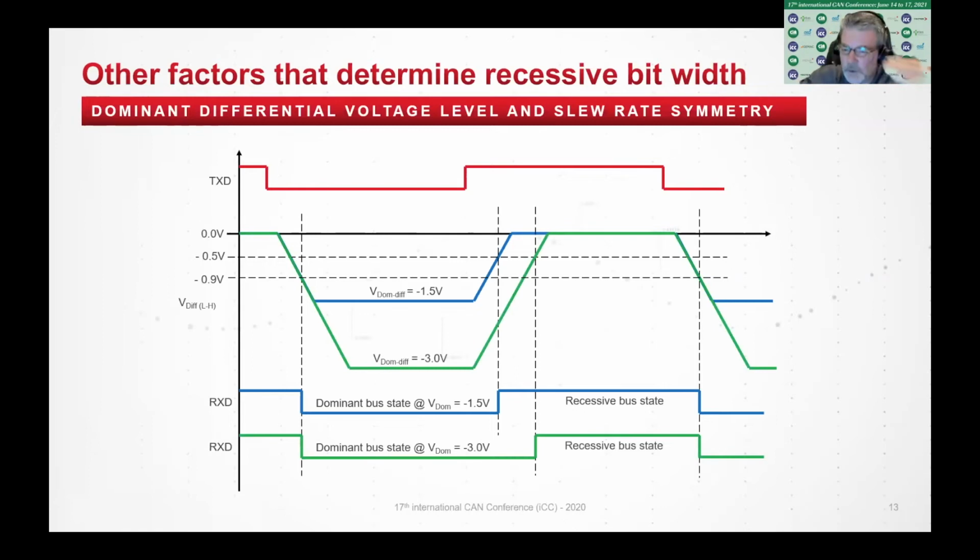So what happens if you go to a much lower dominant level, assuming dominant bit low probing? Now the signal has to transcend a much further distance up to the threshold level, and now you get, again, your recessive bit becoming shortened. Also, another effect will be the actual rise time and the fall time. The symmetry of rise and fall will affect it.